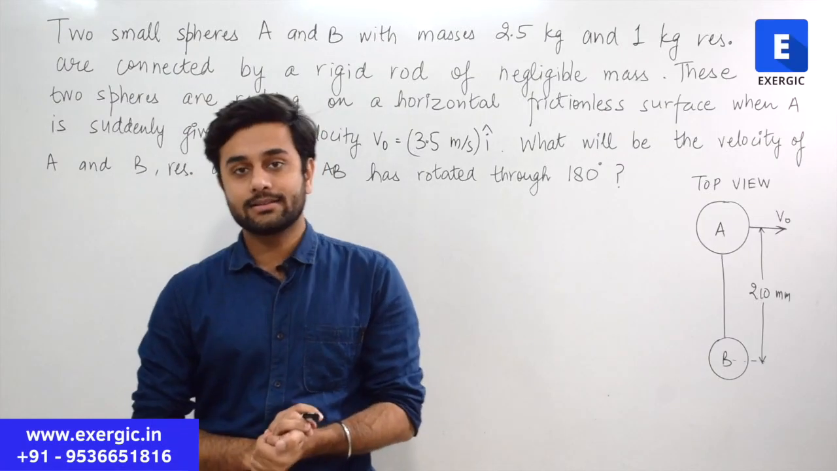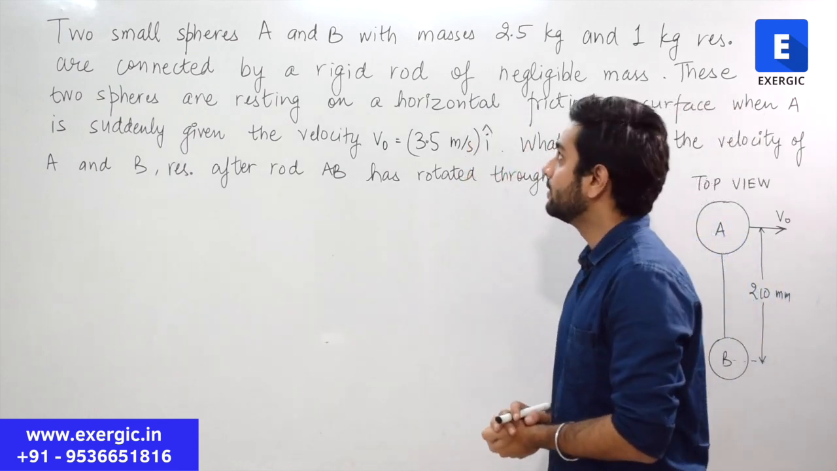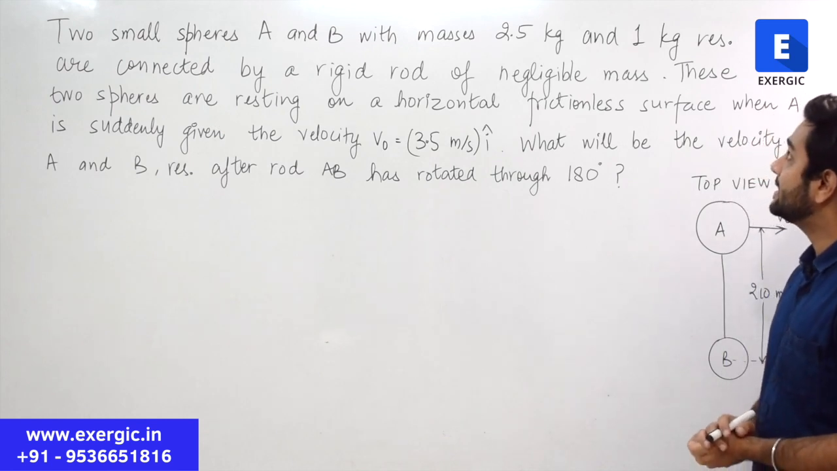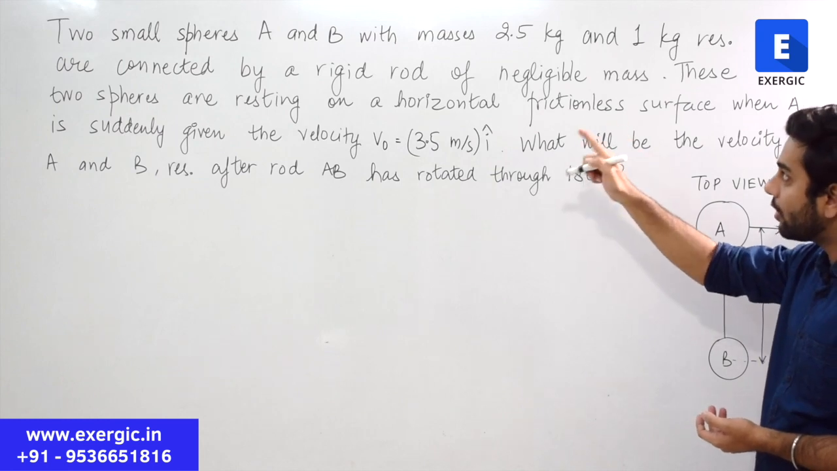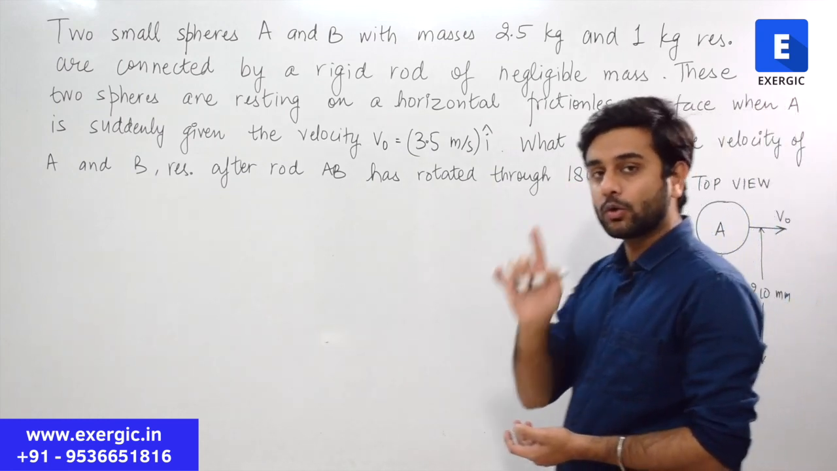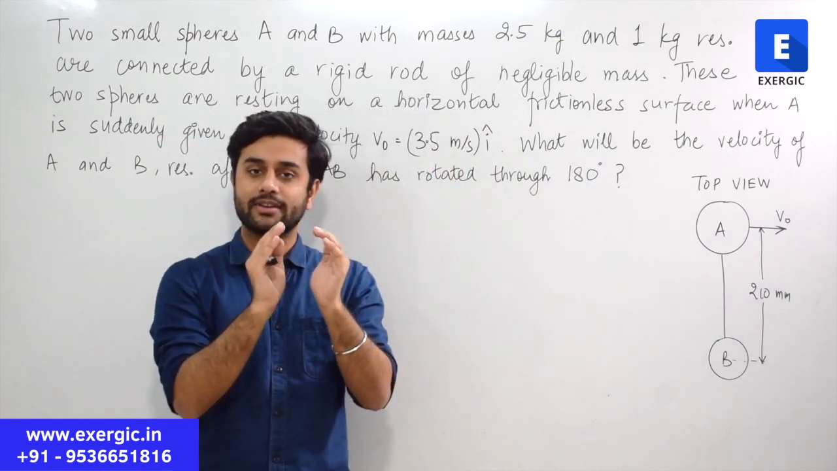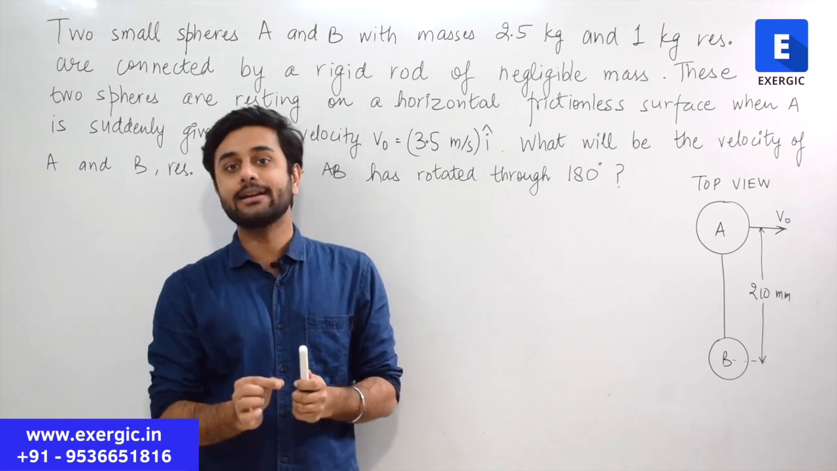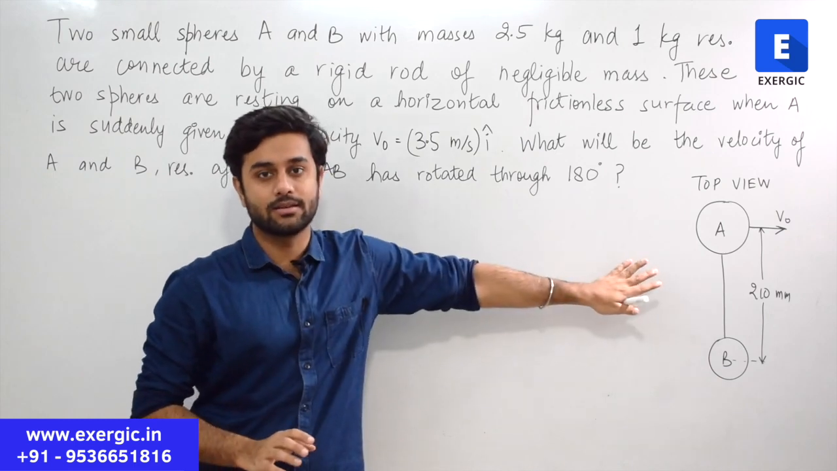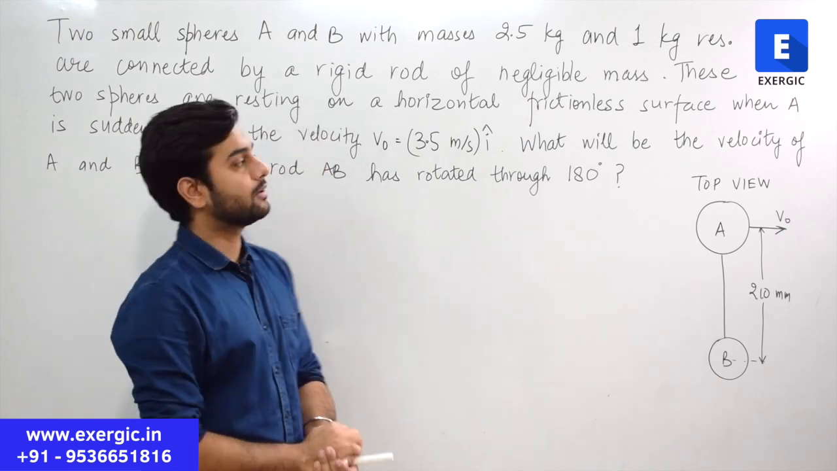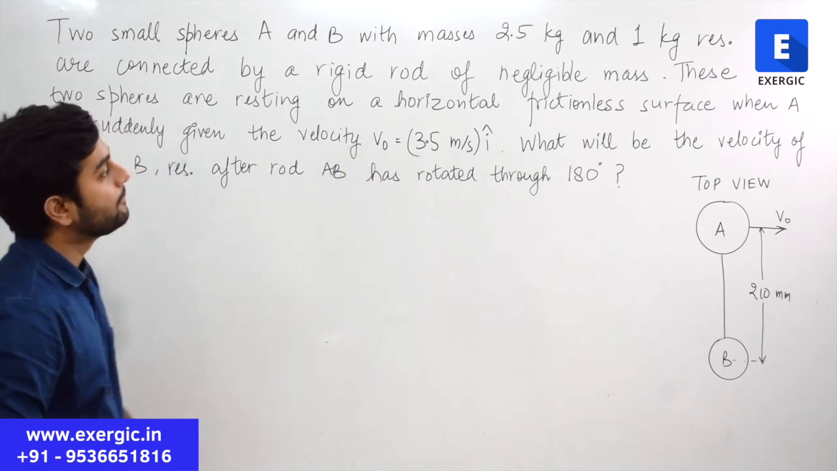Now let us have a look at this question. The question says that two small spheres A and B with masses 2.5 kg and 1 kg respectively are connected by a rigid rod of negligible mass. So there are two spheres A and B, both of them have different masses. A is 2.5 kg, B is 1 kg. They are connected by a rigid but massless rod. As you can see in this figure, A and B are connected via a rod. The length of the rod is also given to you in the diagram, 210 mm.